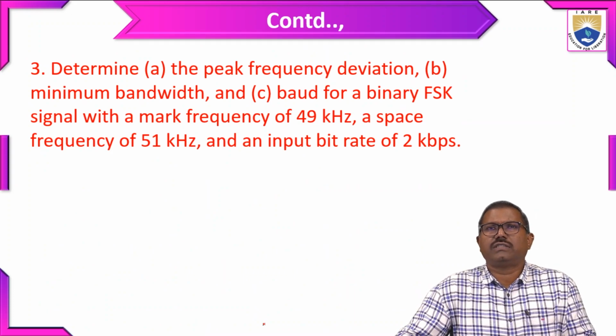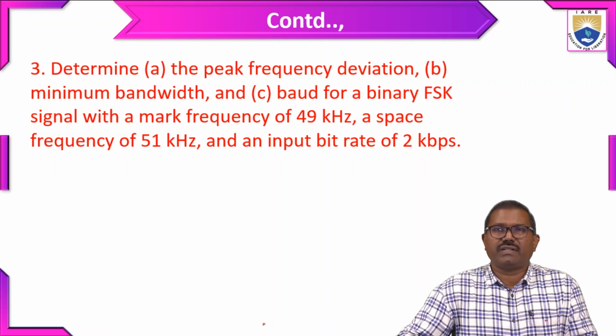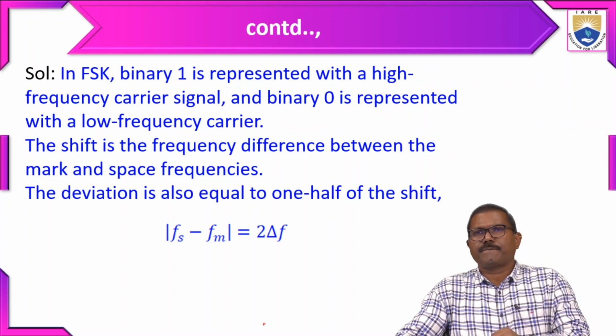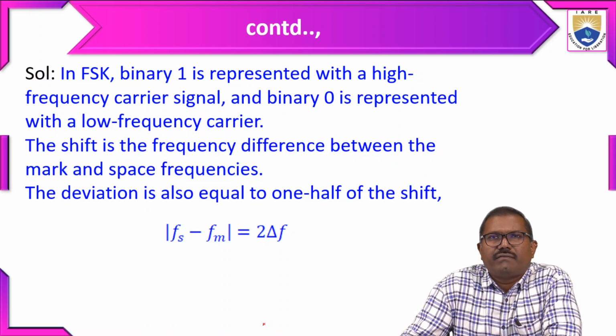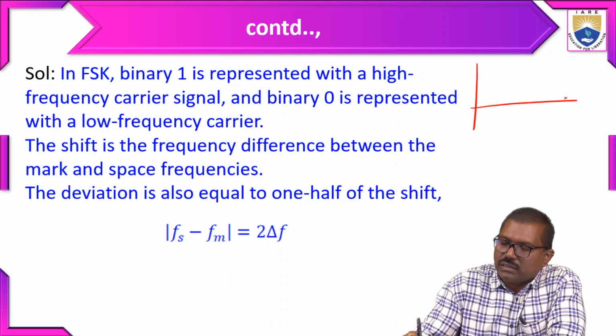So the third one: determine the peak frequency deviation, minimum bandwidth, and baud for a binary FSK signal with a mark frequency of 49 kHz, a space frequency of 51 kHz, and an input bit rate of 2 kbps. In FSK, binary 1 is represented with a high frequency carrier signal and binary 0 with a low carrier frequency.